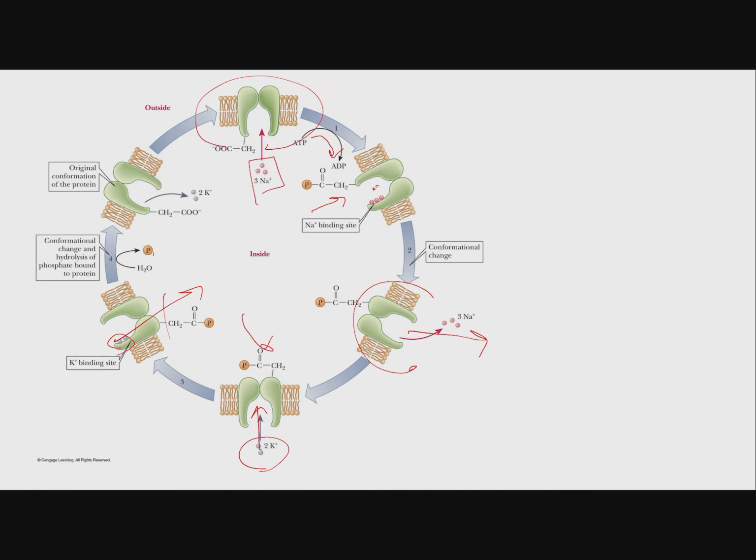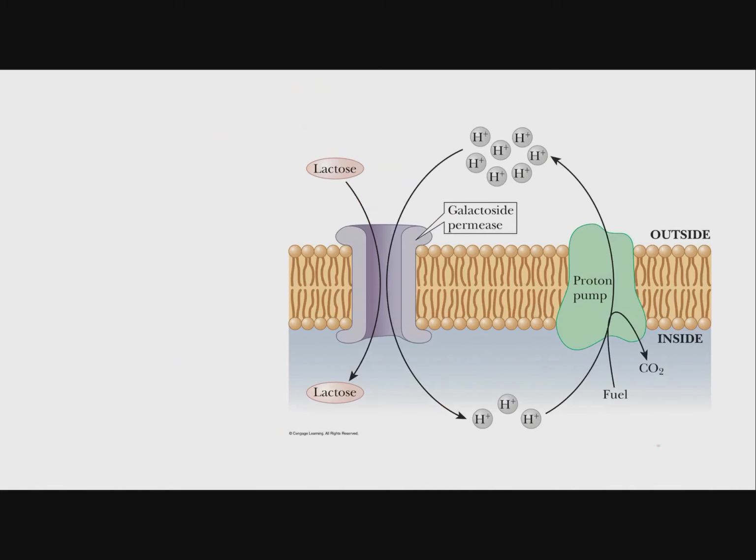And then there's one other. If it requires ATP, then it's called active transport. If it doesn't require ATP, but it requires some kind of concentration gradient or some other kind of gradient, in this case like a hydrogen gradient, then it's called secondary active transport.